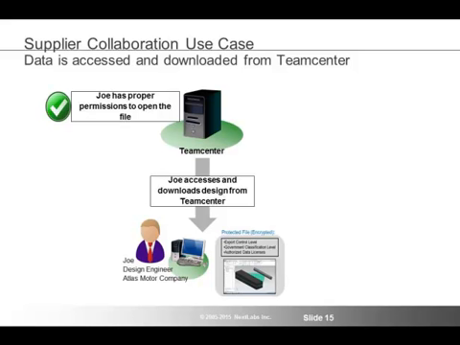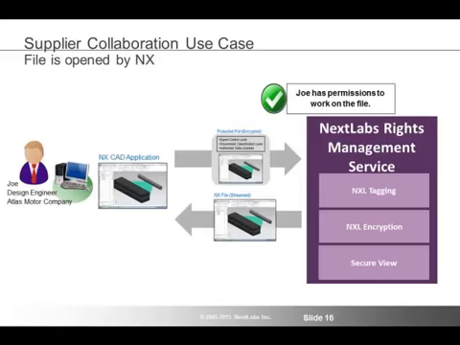So he gets in NX just like he does normally, no difference. He says, hey, I want to open this file. Now the client is going to intercept this and send the file to the NextLabs Rights Management Service, where they're going to check to see whether Joe has permissions. Joe does have permissions to work on the file. And that file is going to be streamed back to the CAD application. Okay? And he's going to start working on the file and he can make changes, etc.